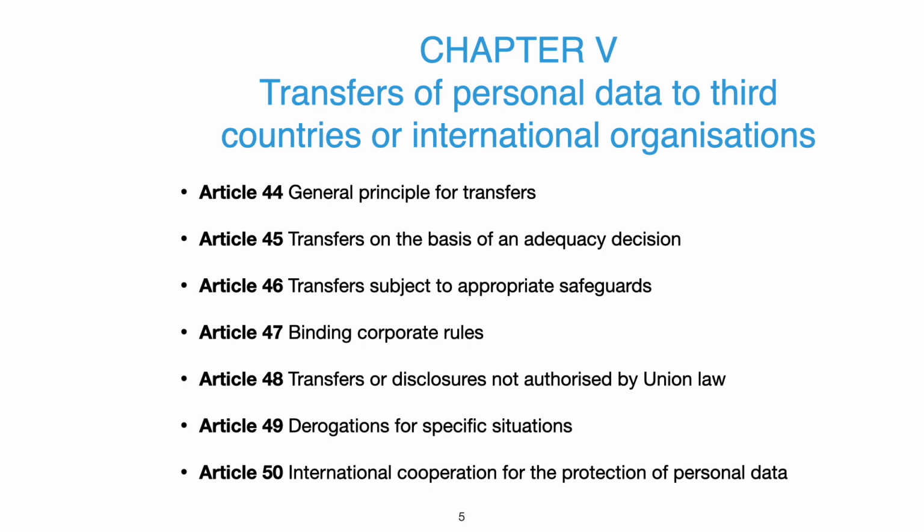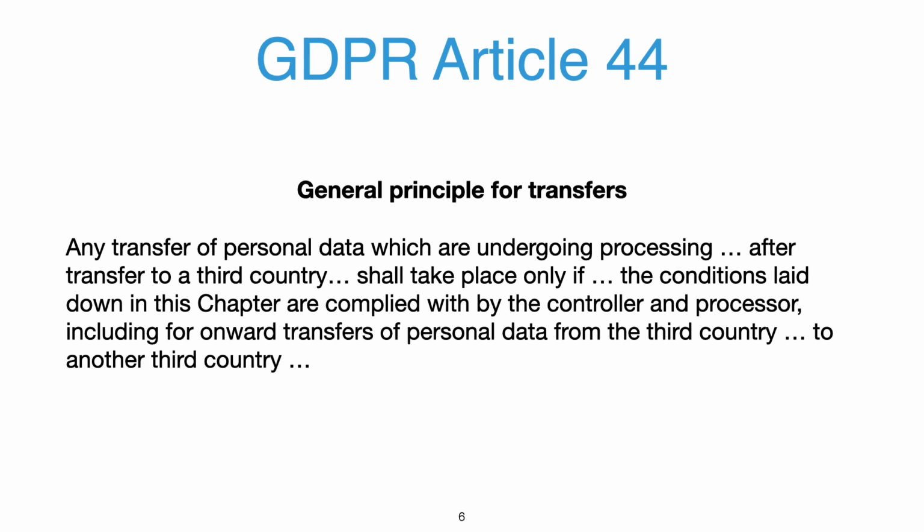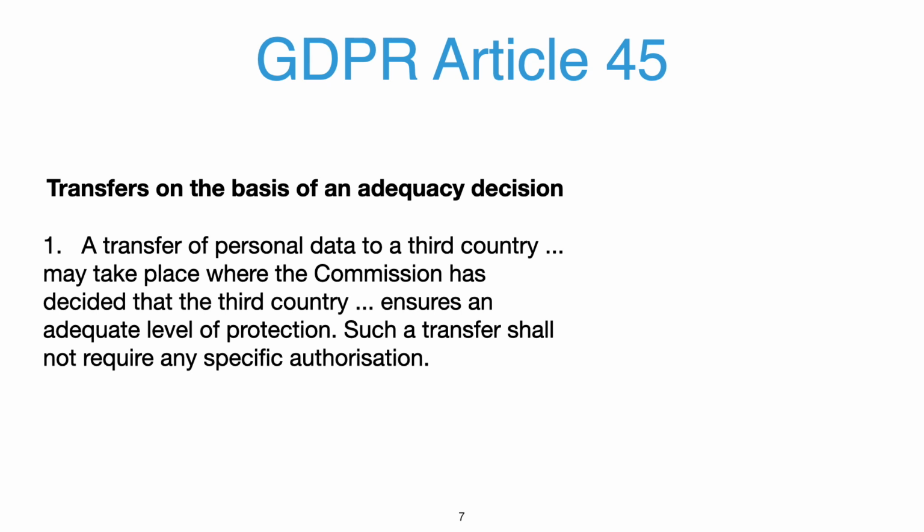So what we'll do now is look at some of the details of that, and they're set out in Chapter 5, Articles 44 to 50. So Article 44 says that any transfer of data which are undergoing processing after transfer to a third country shall only take place if the conditions laid out in this chapter are complied with. So you cannot process data outside of the EU unless you meet the requirements set out in Chapter 5 of the GDPR. So Article 45 specifies that you can do a transfer based on an adequacy decision.